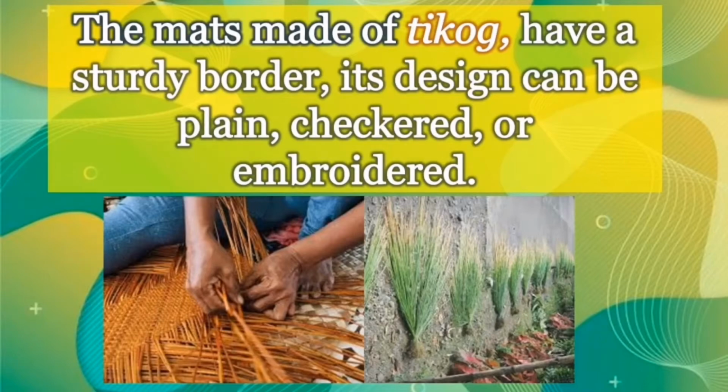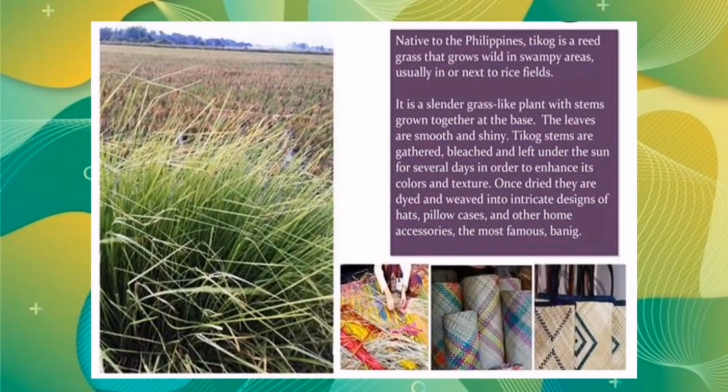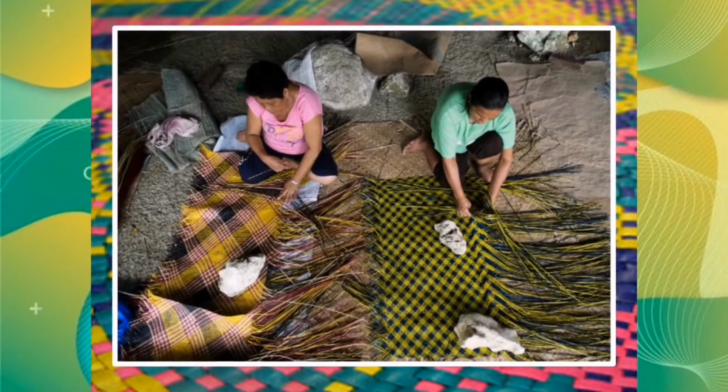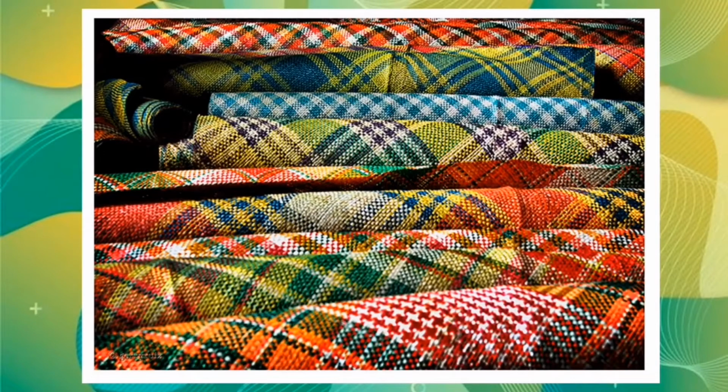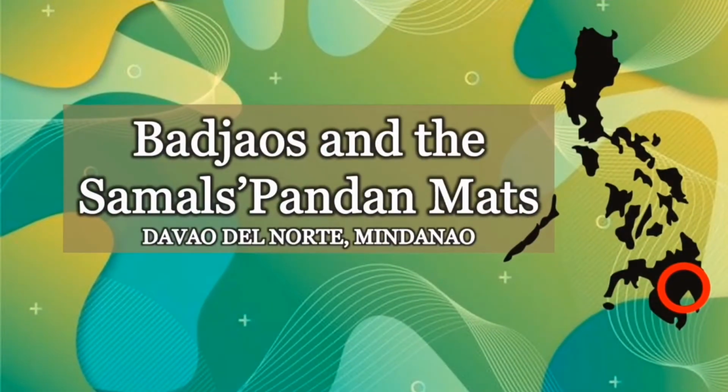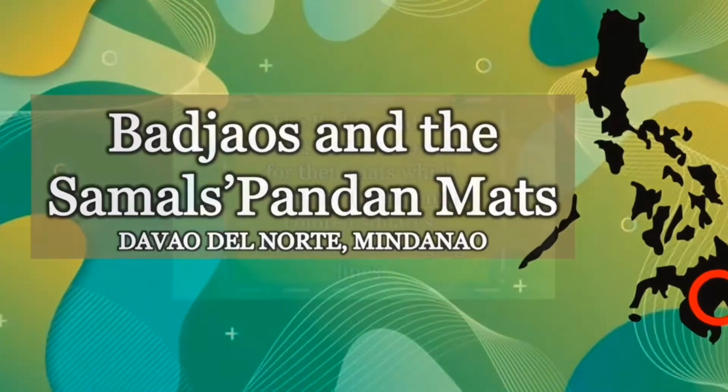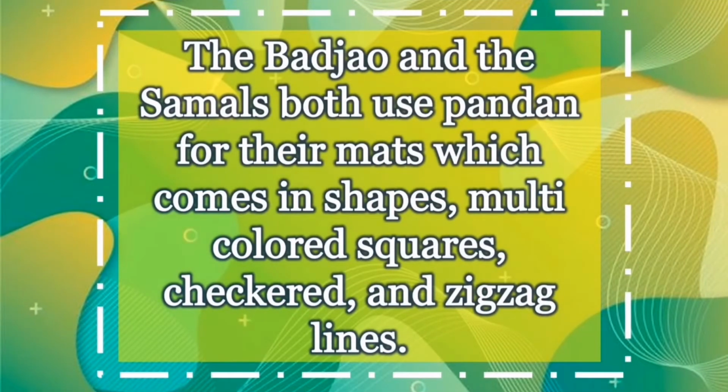Or embroidered. Badjaus and the Samals Pandan mats. The Badjau and the Samals both use pandan for their mats, which comes in shapes, multicolored squares, checkered, and zigzag lines. They use pandan for weaving.